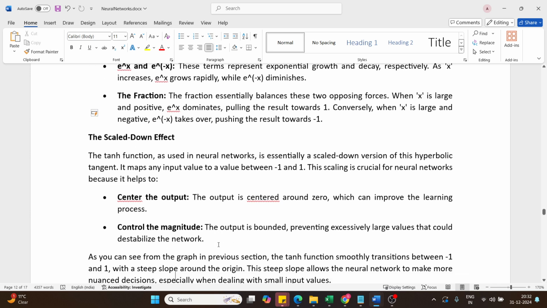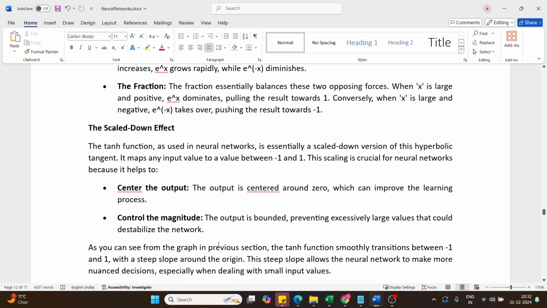So there is a scale down effect related to the tanh function that we need to know. The tanh function, as used in neural networks, is essentially a scaled down version of the hyperbolic tangent. It maps any input value to a value between minus 1 and 1. This scaling is crucial for neural networks because it helps to center the output. The output is centered around 0, which can improve the learning process, and it controls the magnitude. The output is bounded, preventing excessively large values that could destabilize the network, right?